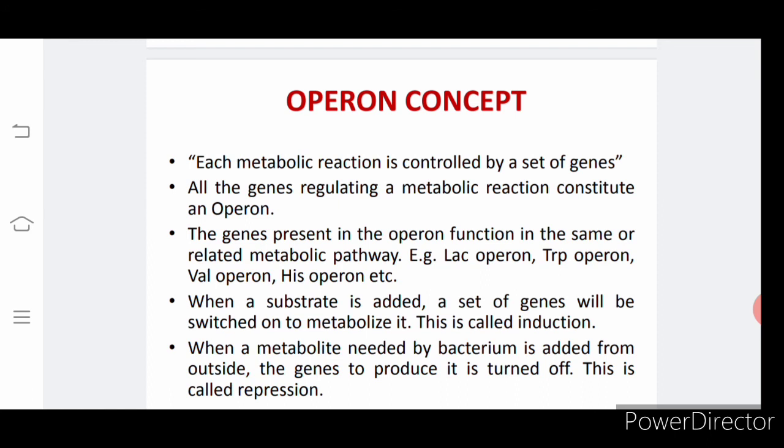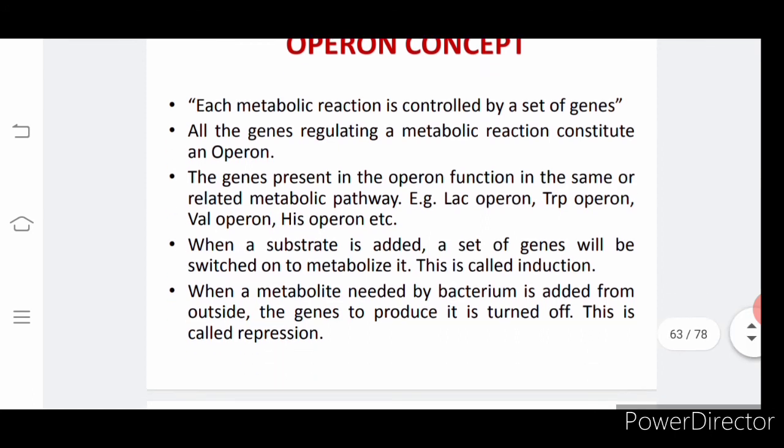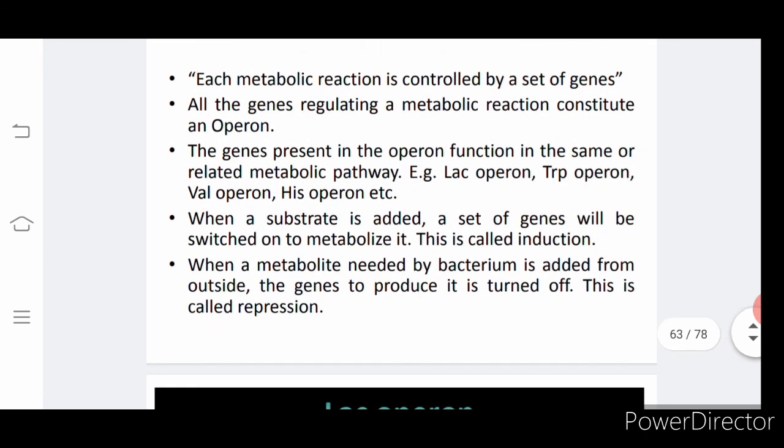An operon is a collection of genes involved in a similar function. Each metabolic reaction is controlled by a set of genes; that is what we call an operon. All the genes regulating the metabolic reaction constitute the operon. What is a metabolic reaction? Both anabolic and catabolic reactions are called metabolic reactions. What is anabolism? It is synthesis, and catabolism is the breaking down process.